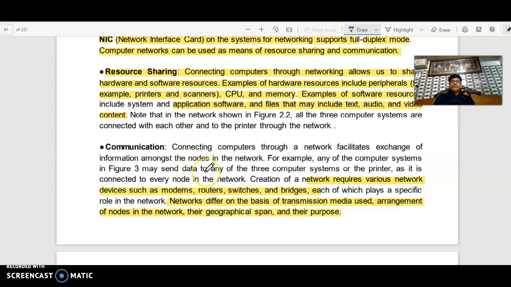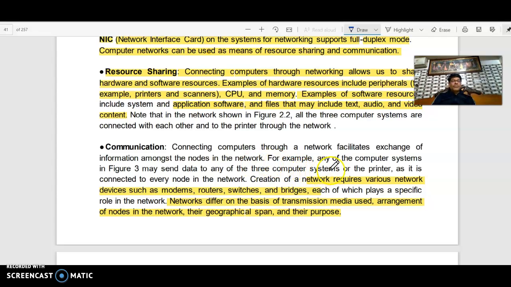Now communication, connecting computers through a network facilitates exchange of information among the nodes in the network. Is not it? Exchange of information. You are on WhatsApp, through WhatsApp you are chatting, you are giving some message, your friend is again reverting back the answer, giving the answer, so exchanging of information.